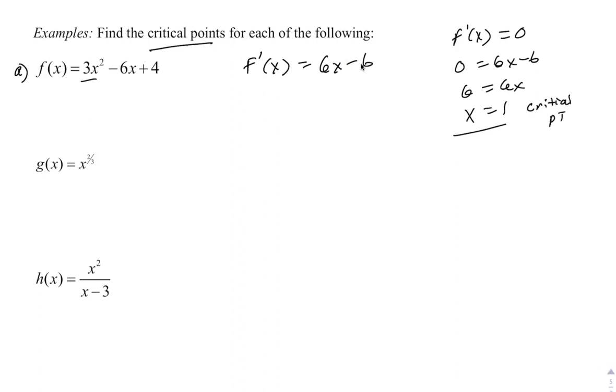Now you might notice that there's a little flaw in the notation. Critical points, usually points are an x and y value. For critical points, we actually only ever care about the x value. So it's just inherently known. Where's the critical point at? x equals 1.